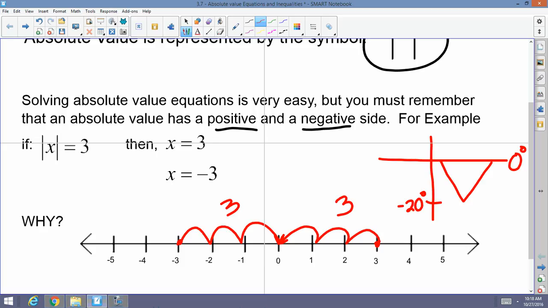If I was talking about 3 units to the left on a number line, that's negative 3. Then 3 units to the right, that's positive 3. They'll cancel each other out. But when we're talking about absolute value, we're talking about a distance. So it doesn't matter if you go up, down, left, right, forward, backward, diagonal. Distance is always positive.